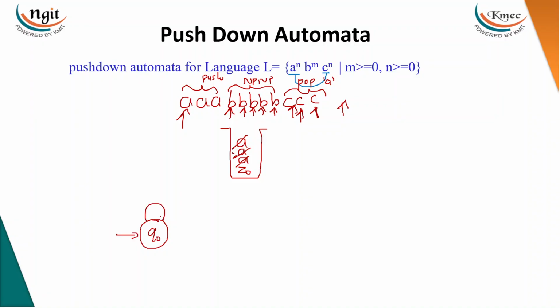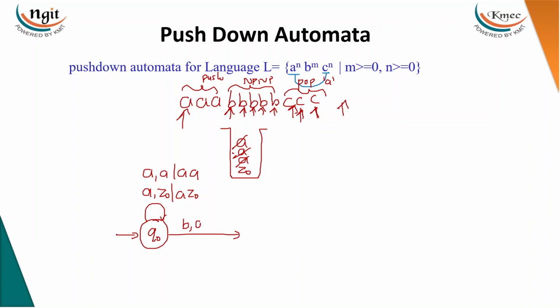So first, for the first A, you are going to have the Z0. You push it simply. For the second A, you are going to have the A. Push it. For the third A, push it. Fourth A, push it. Like that, you can take any number of times as it is a self loop.